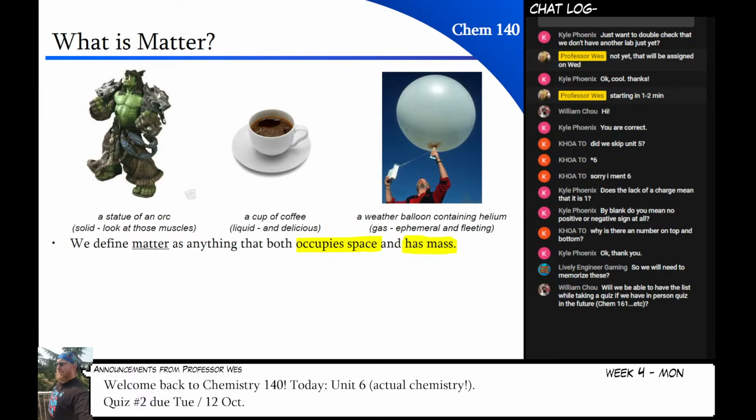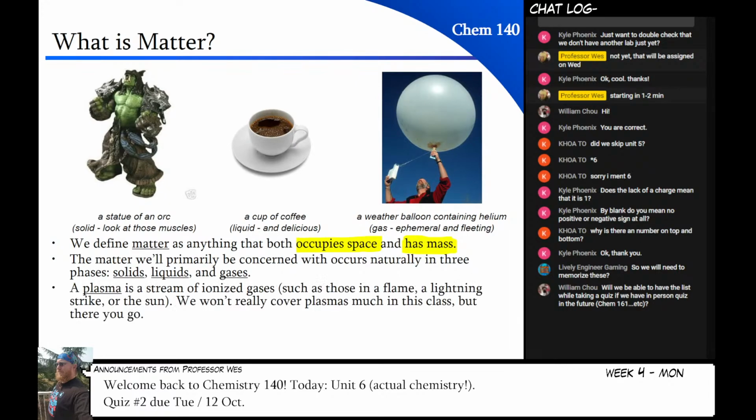So matter is everywhere. We're going to look at 3 phases of matter, which I'm going to talk about in more detail on the next slide, and then we're going to draw some pictures. And you've probably heard of these phases before, solid, liquid, and gas, but these are not the only 3 phases that exist. They're just the ones that we're going to talk about.